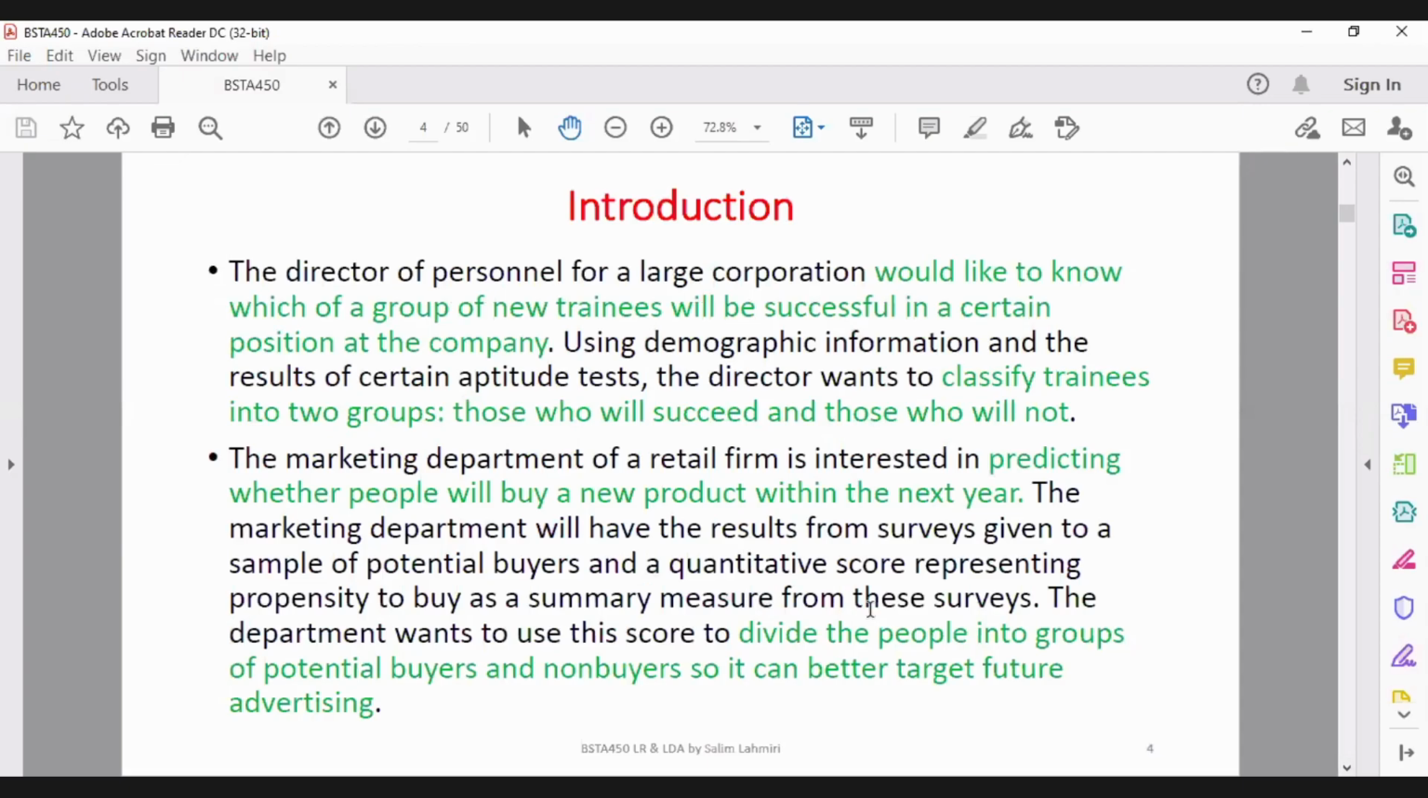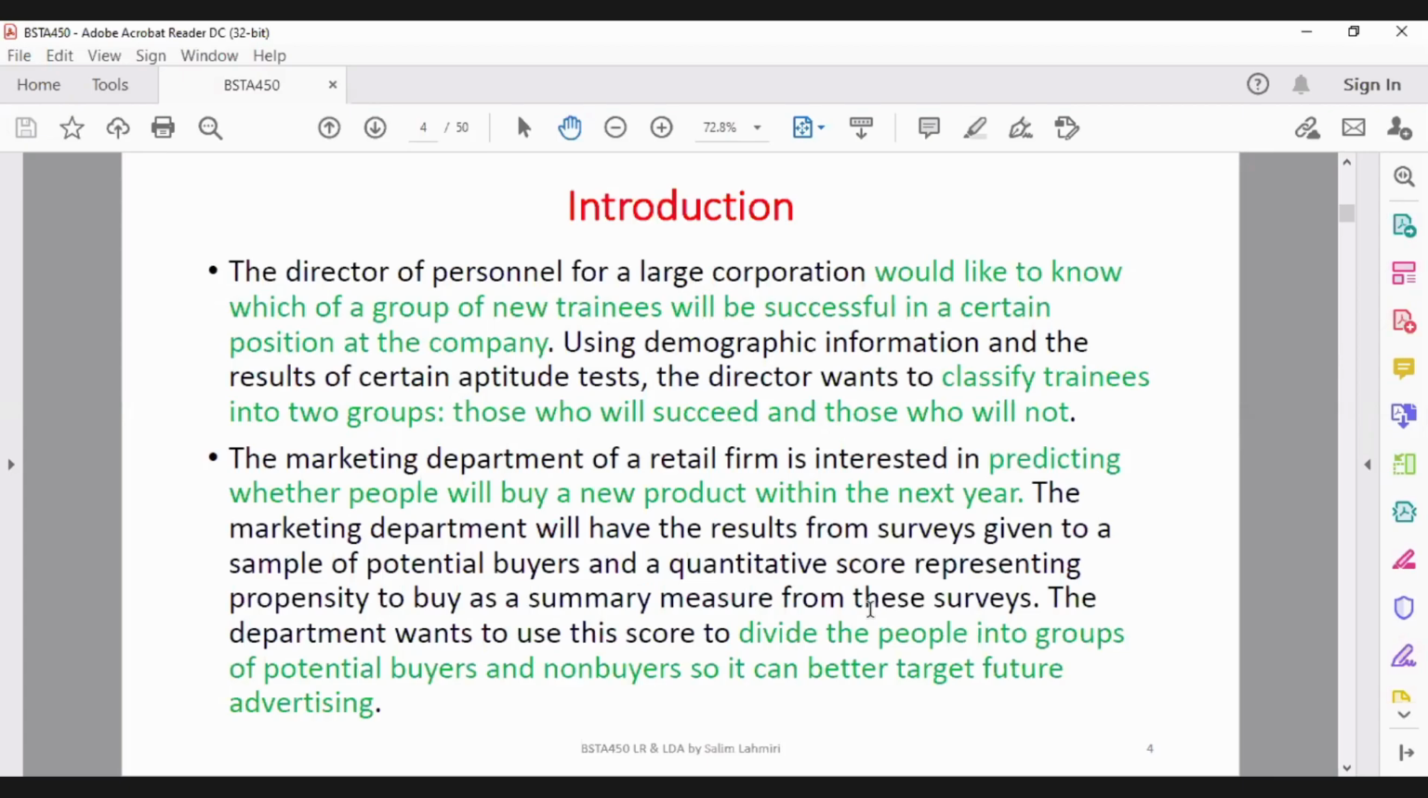Another example: the director of personnel for a large corporation needs to know which group of new trainees will be successful in a position at the company. By using some demographic information, the director wants to classify trainees into two groups: those who will succeed and those who will not succeed in the company. This is very important for hiring new personnel.